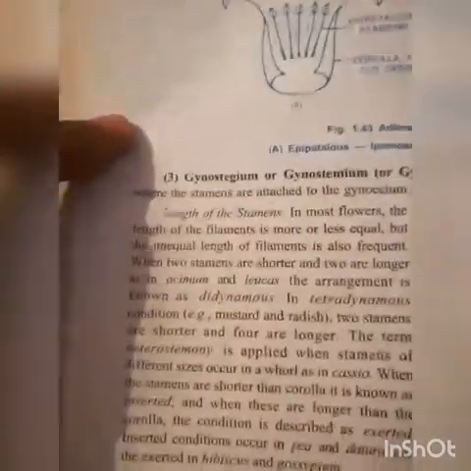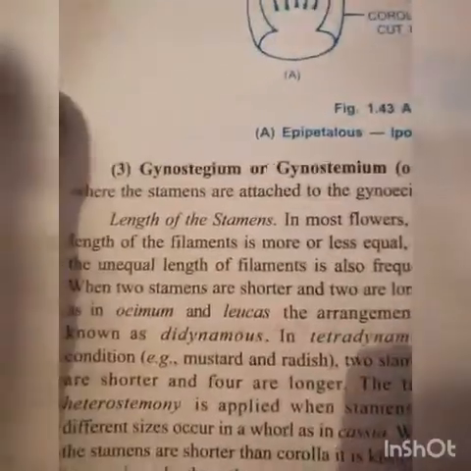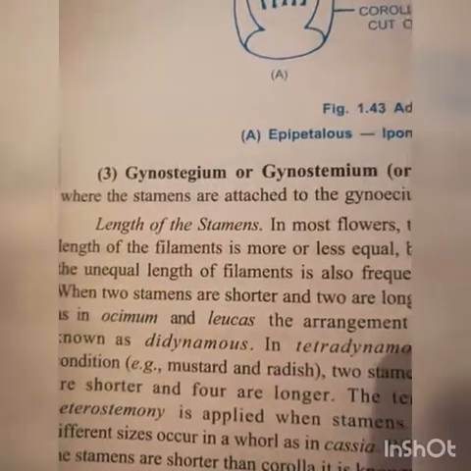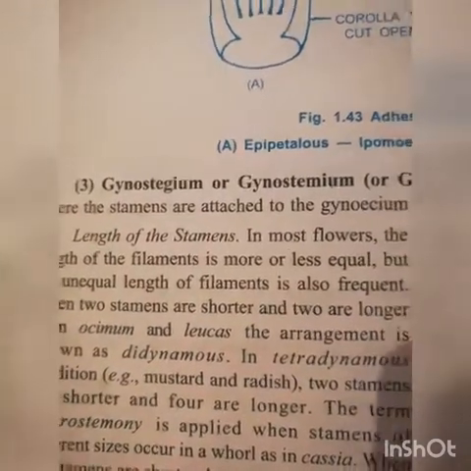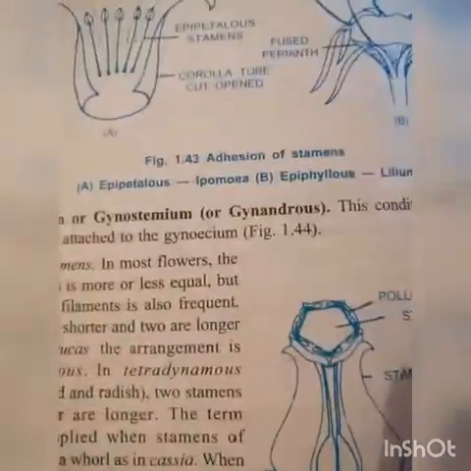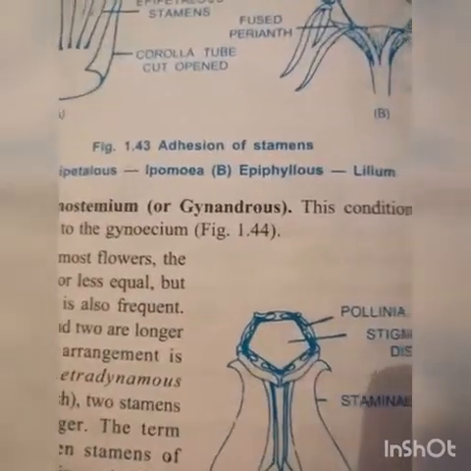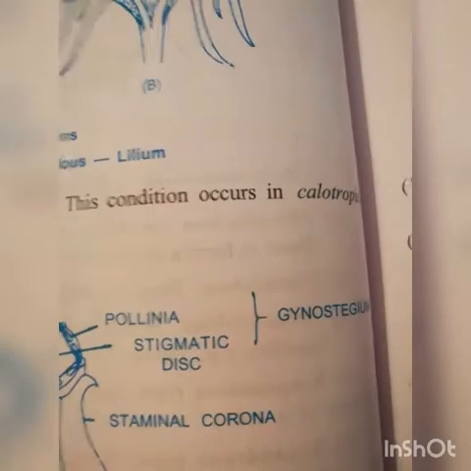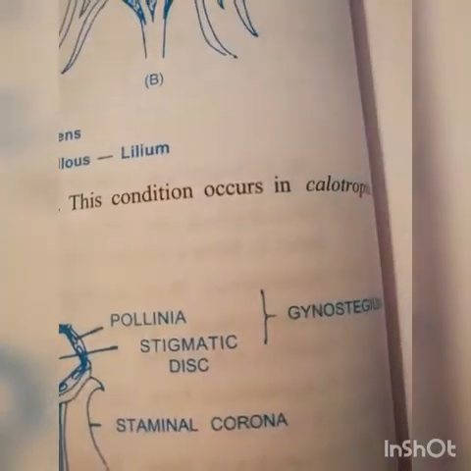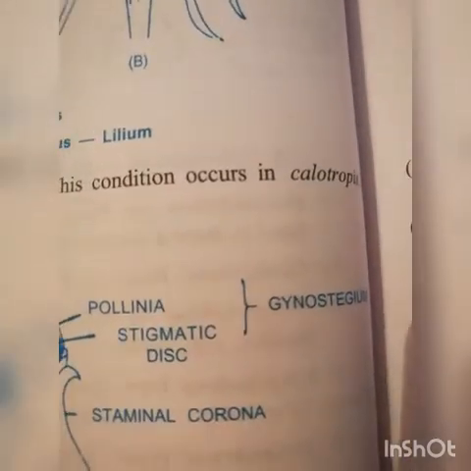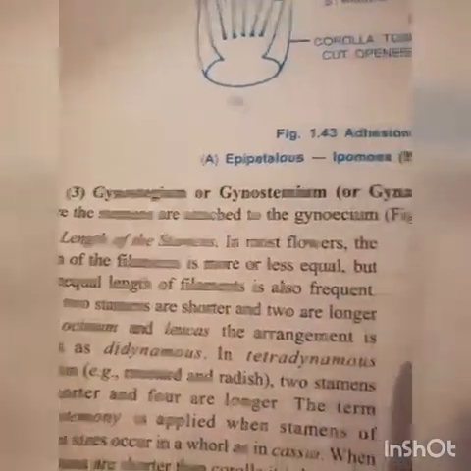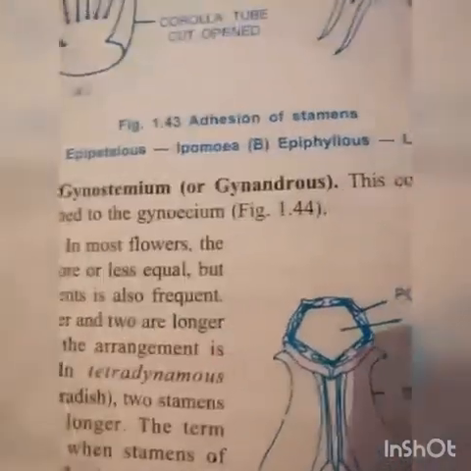Next, gynostegium or gynostemium or gynandrous. These conditions occur in Calotropis. Calotropis procera, that is madar. Calotropis, where the stamens are attached to the gynoecium.